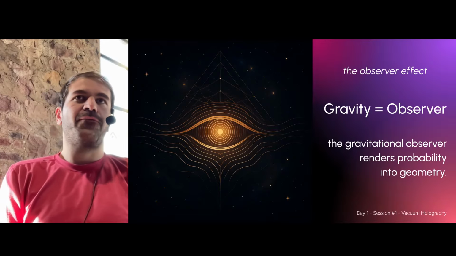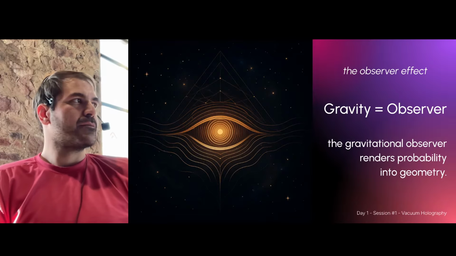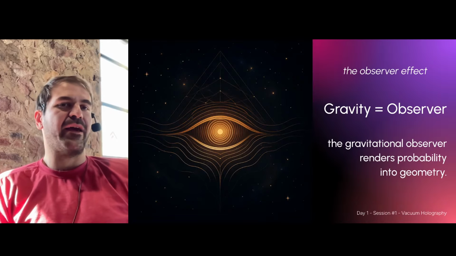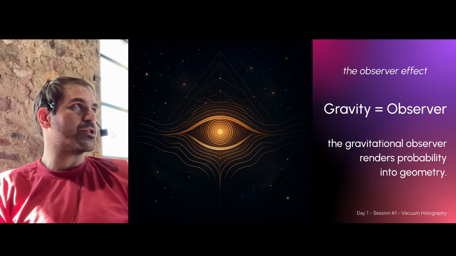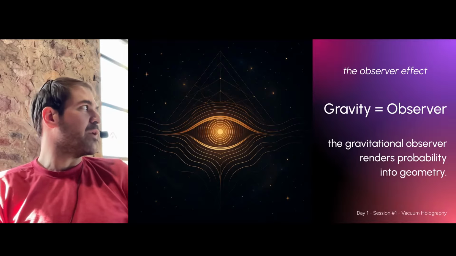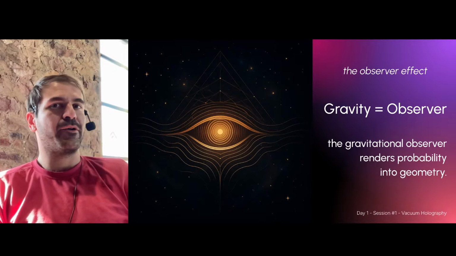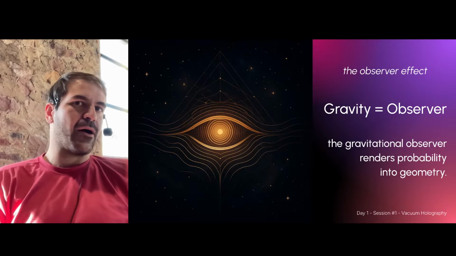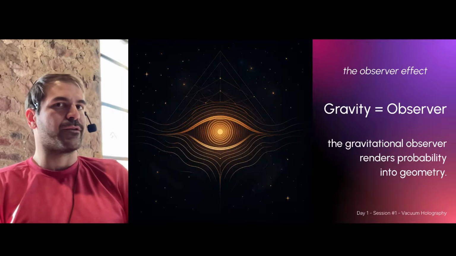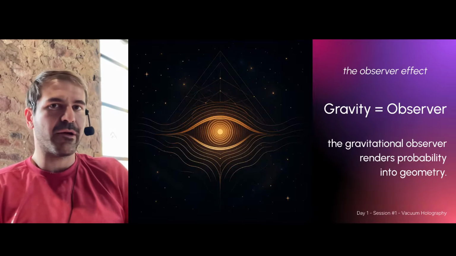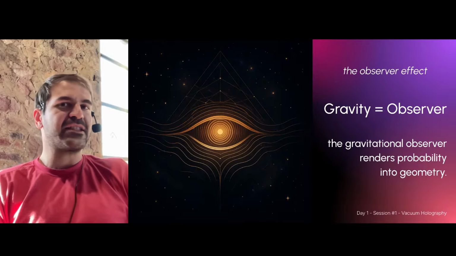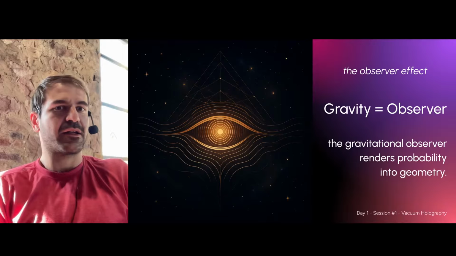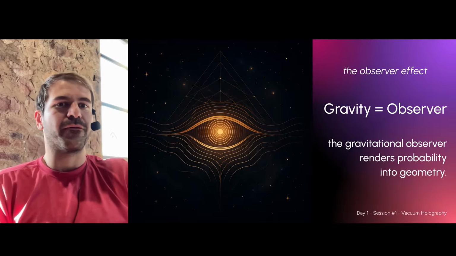So to start things off with the observer effect. How do we propose a solution to the observer effect? Well, the way we do that is by equating gravity with the observer. In part 1, we talked about how equating gravity with the observer is our cosmic Rosetta Stone. It brings everything together. It brings consciousness together with general relativity and quantum mechanics. It ties everything together perfectly.